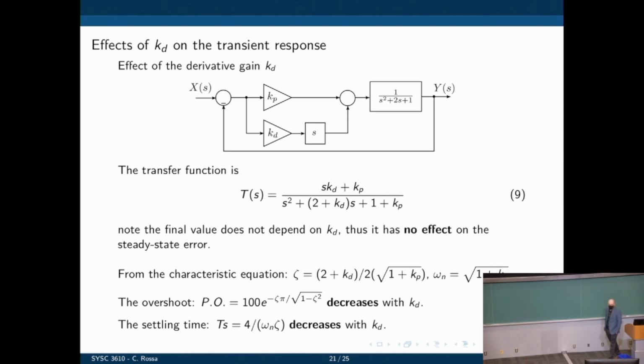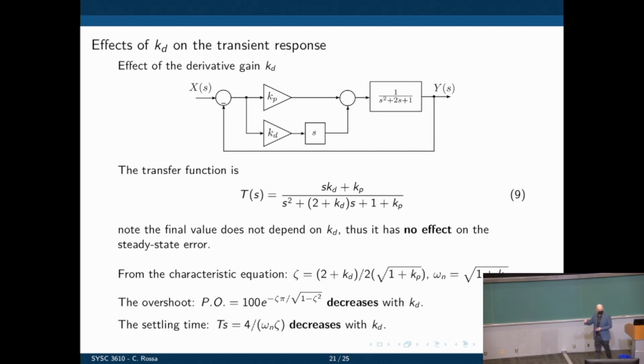We can do the same for Kd. We know that it has no effect on the steady state error, but we can prove it. And we can prove it here by calculating the steady state error. We'll see that it's independent of Kd. And we also saw that the derivative gain is supposed to decrease the overshoot. So let's do the same analysis again. Take this function, equate that to the standard form of a second order system, find the damping ratio, the settling time as a function of Kd.